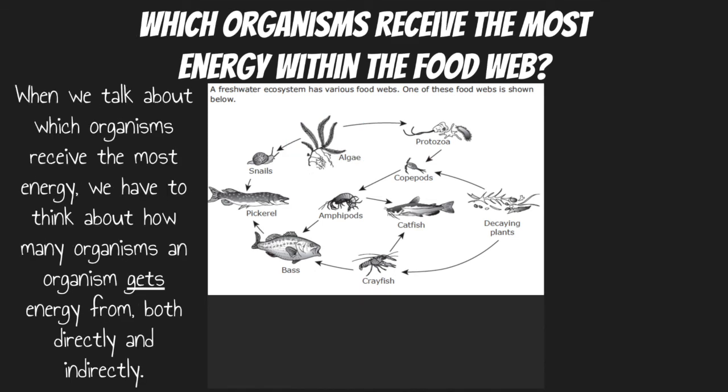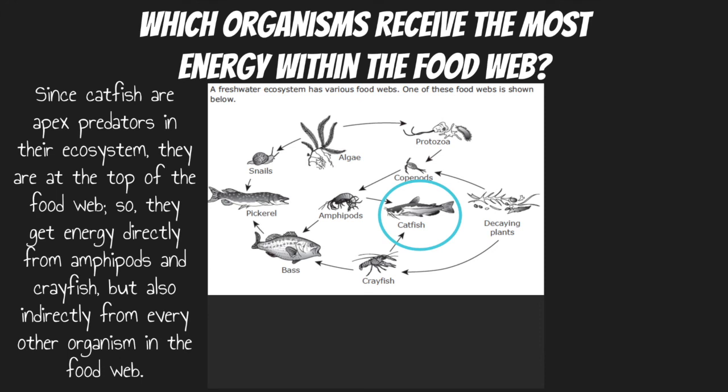When we think about that oppositely, which organisms receive the most energy within the food web, we're talking about how many organisms an organism gets its energy from, both directly and indirectly. So again, there's no answer choices because I think you should remember. So since catfish are apex predators in their ecosystem, they are at the top of the food web. So they get energy directly from amphipods and crayfish, but also indirectly from every other organism in the food web. So they are receiving energy from all of those organisms, so they are receiving the most energy in the food web.